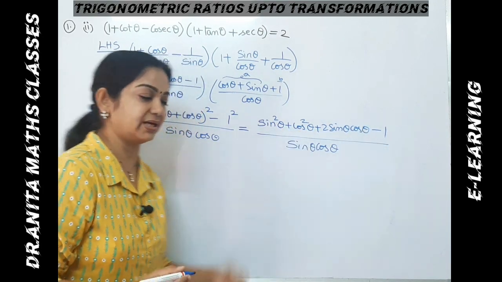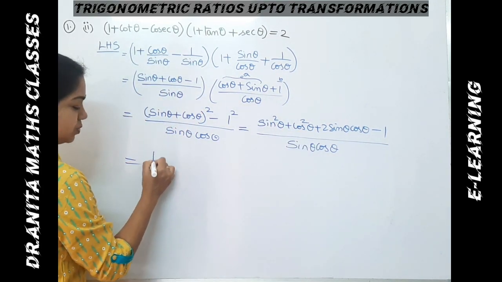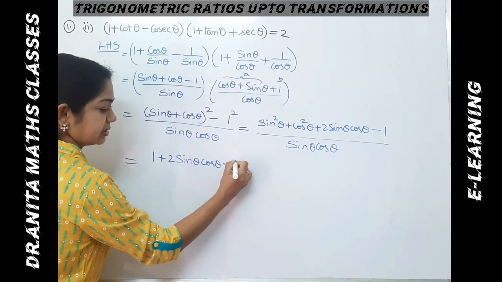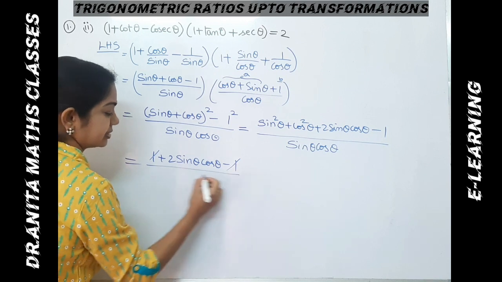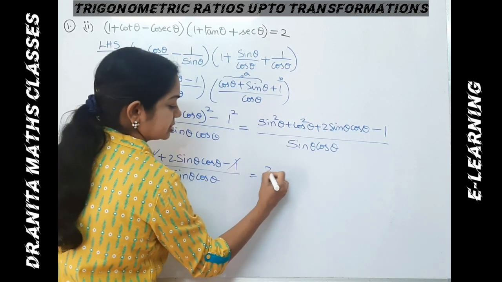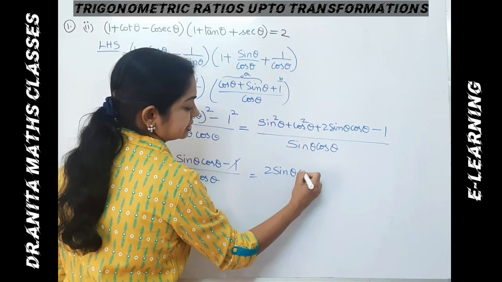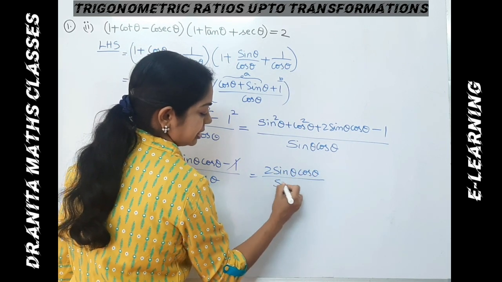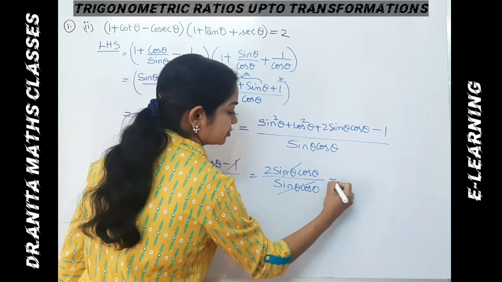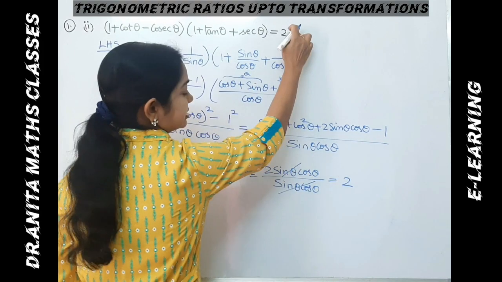1 and minus 1 get cancelled. So this is 1 plus 2 sine theta cos theta minus 1. So minus 1 plus 1 get cancelled, leaving 2 sine theta cos theta upon sine theta cos theta. So you can cancel these two, and we get 2. That is the RHS part.